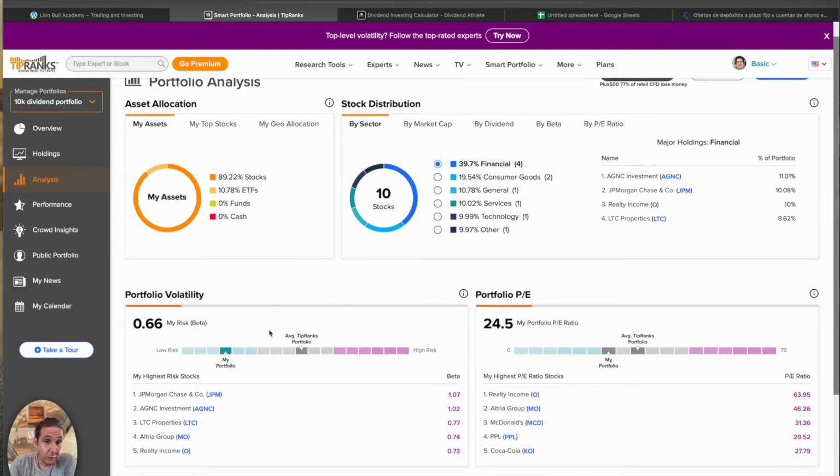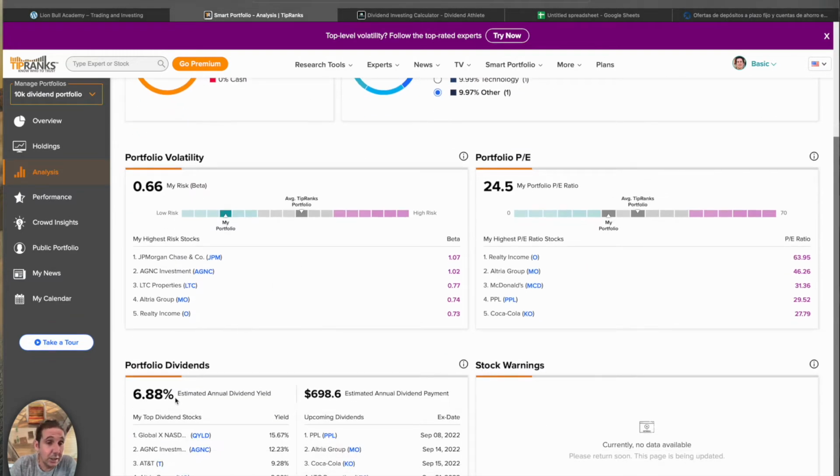Let's look at the risk of this portfolio. The portfolio is not so volatile, so we have a low risk. It's a decent portfolio. It's not really the greatest one because we have a big exposure. 40% of our portfolio is in the financial sector. And then we have around 20% in consumer goods, 10% in general services, another 10% in technology, and another 10% in others. So these are the sectors. It's a full 100% dividend portfolio.